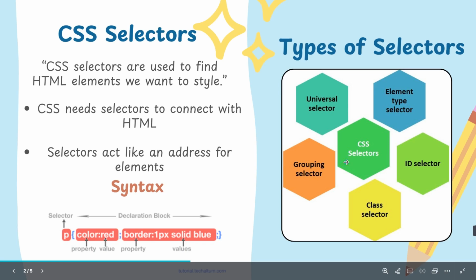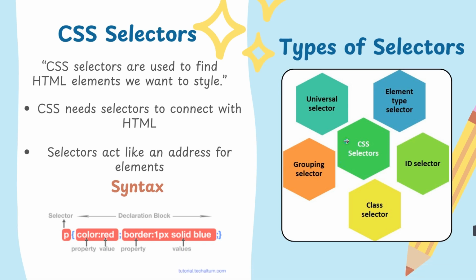Now let's quickly understand the different types of selectors. There are different types of selectors in CSS, that is the element selector, ID selector, class selector, grouping selector and universal selector. Now let's see each one of them in detail.